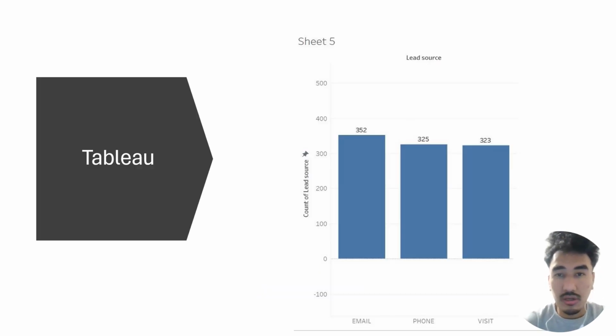And I also used Tableau for some of the analysis of the data provided by our client. One of the analyses was the count of lead sources. There are three different sources: email, phone, and visit. It can be seen that email has the highest number, which means that through email many leads were attracted to Smart Home Reality, whereas phone and visit have almost the same amount.